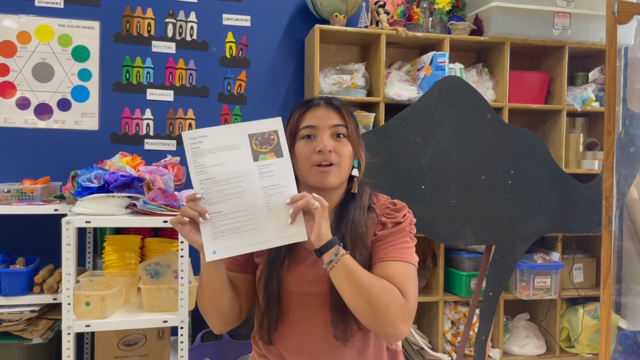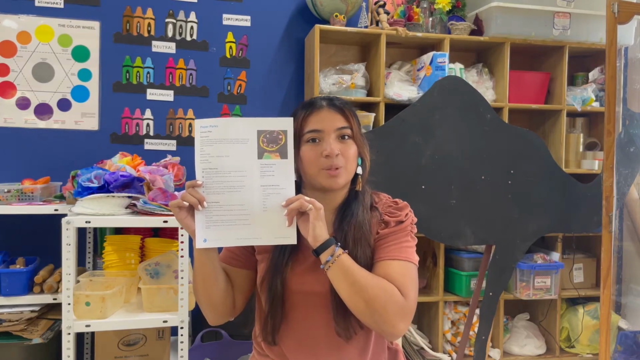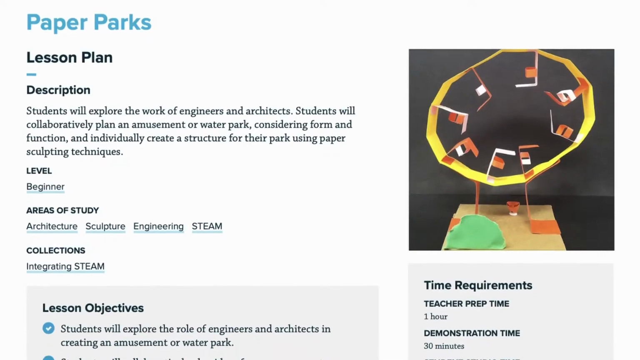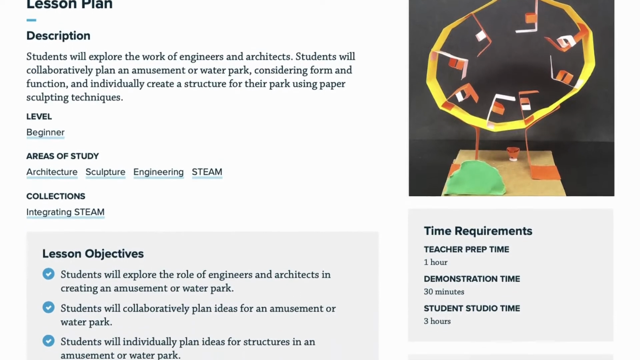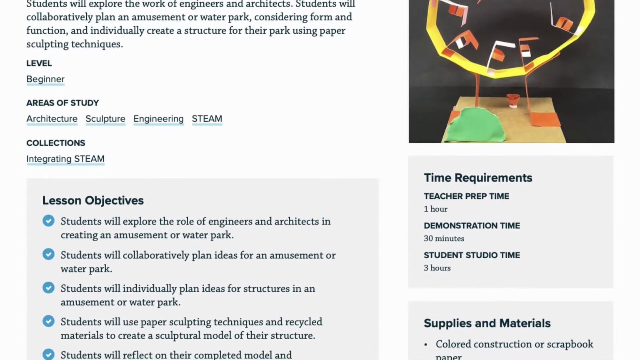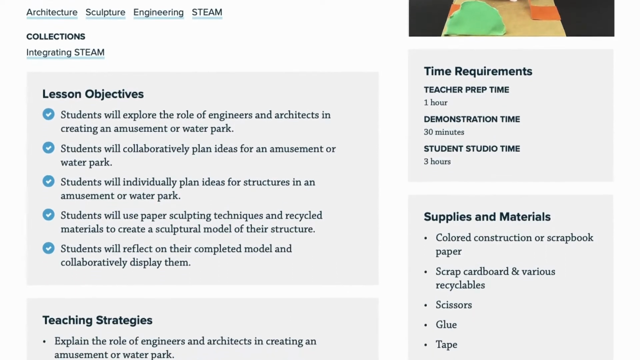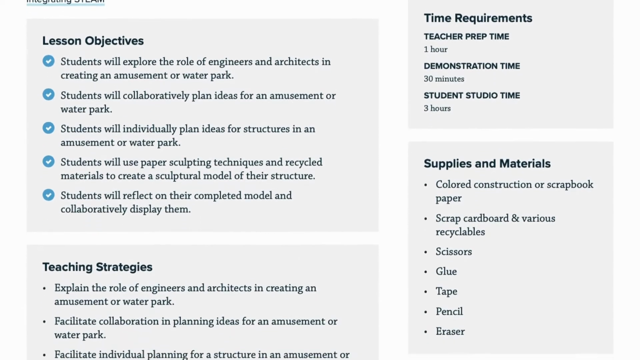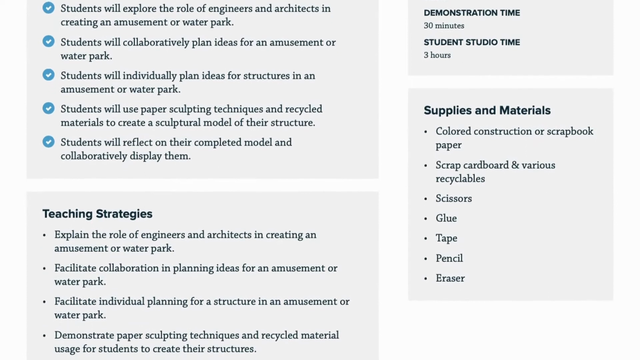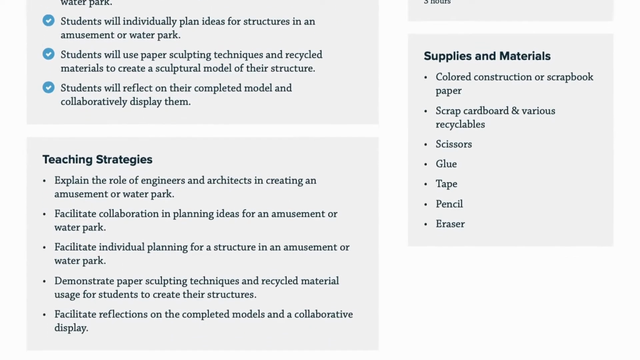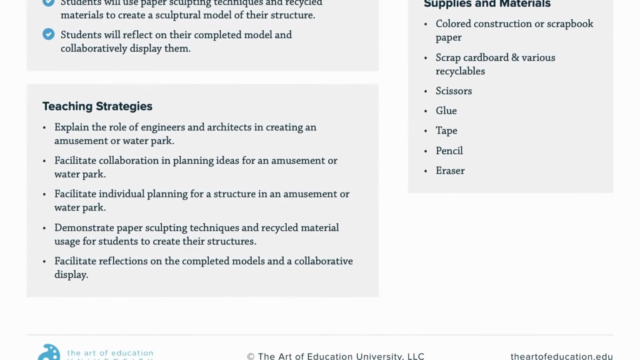For my 3rd through 5th grade, I use the Art of Ed's Flex curriculum to curate my units and lessons. Right now, my 4th graders are working on this paper parks project. The great thing about Flex curriculum is that it provides you with the lessons. So this is the first page of one of those lessons with the lesson objectives, teaching strategies, time it will take for the lesson, and a materials list. There's also step-by-step instructions for how to complete the project.